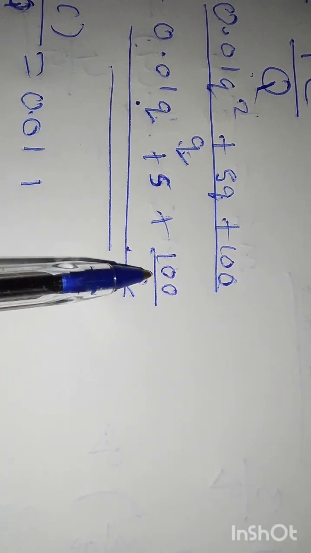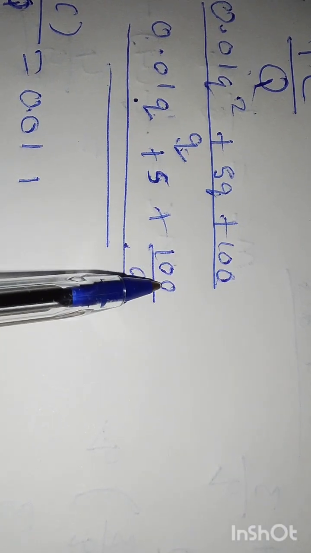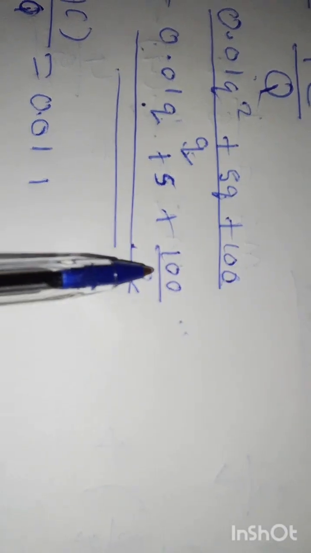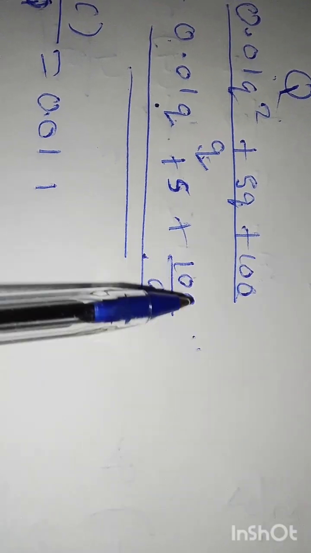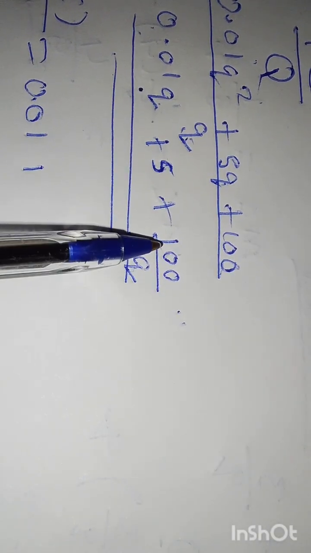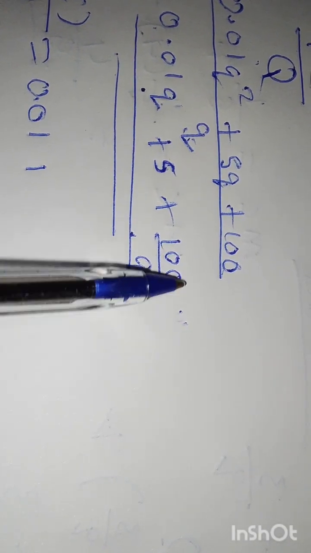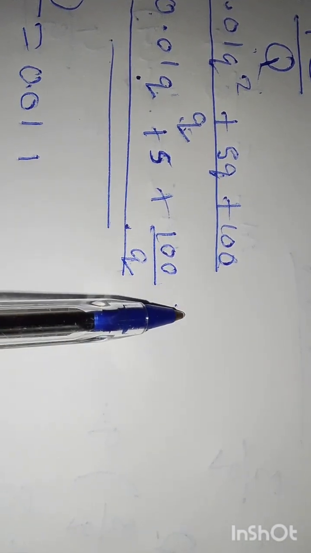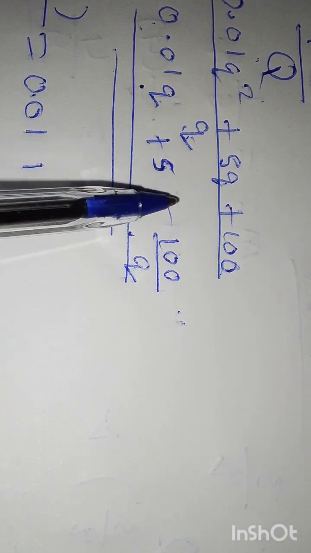So 100 over q is the same as 100 q to the power negative 1, because q to the power negative 1 is 1 over q, then multiplied by 100 gives 100 over q. This is what it means if it is over q. So it is 100 q to the power negative 1. So negative 1 times 100, you're going to have negative 100 q. Then q has to the power what?